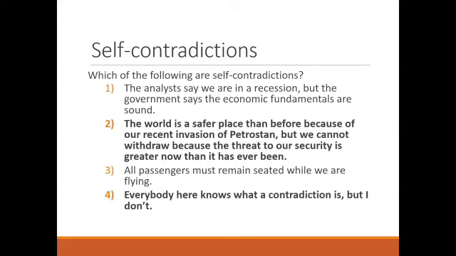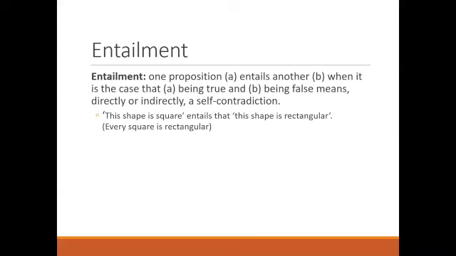Everybody here knows what a contradiction is, but I don't. Entailment. One proposition A entails another B when it is the case that A being true and B being false means directly or indirectly a self-contradiction. So this shape is a square entails that this shape is rectangular. For every square is rectangular.